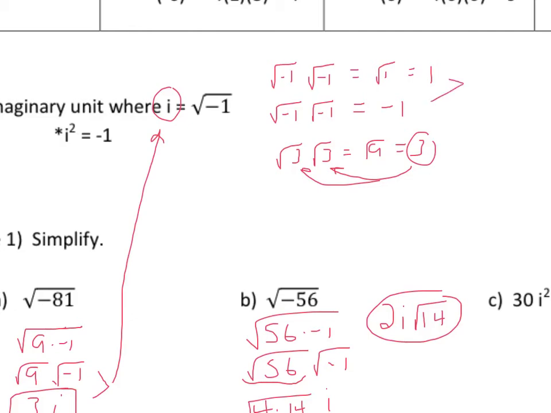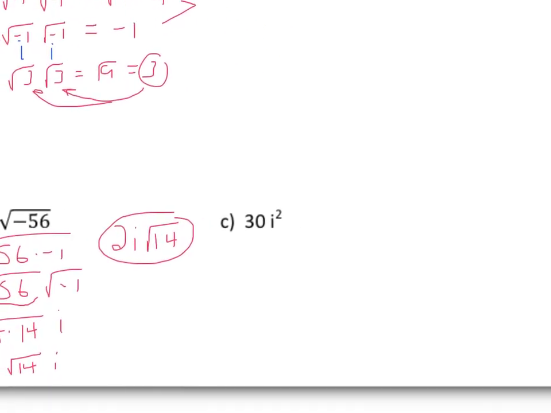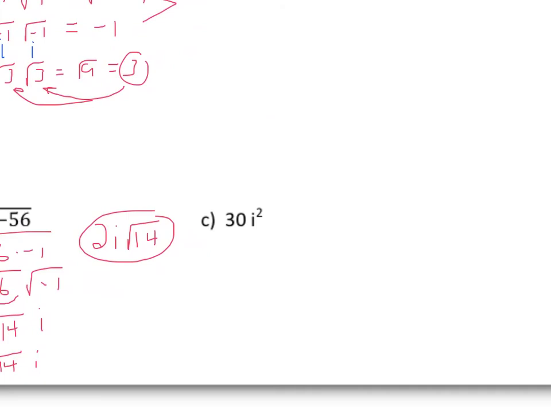So two arguments were posed, and the conclusion was that i squared equals negative 1, because root of negative 1 times root of negative 1 is basically i times i, because i is equal to root of negative 1. What does that mean? It means that if you ever have an i squared, it's equal to negative 1. So this becomes negative 30.